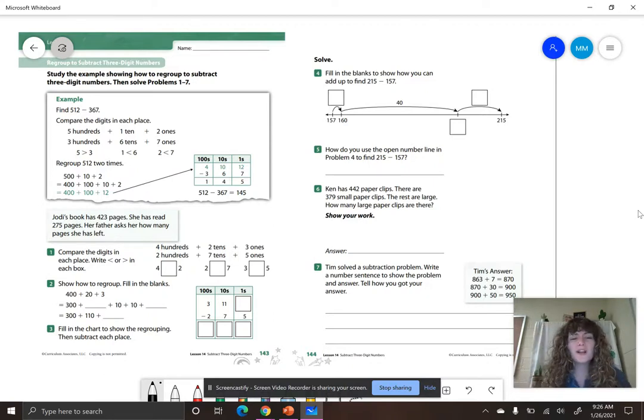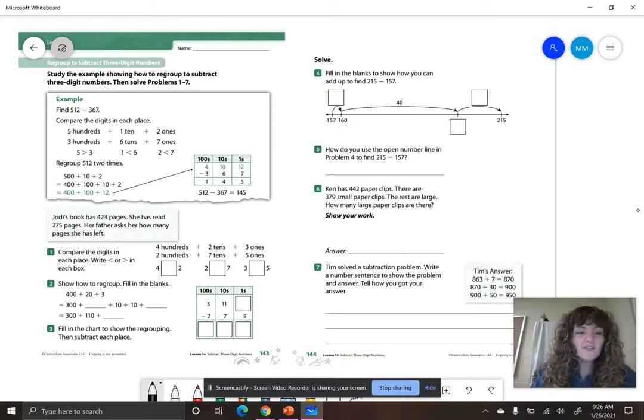All right, so we're going to go ahead and hop right into number 1. We're on page 143, and we are going to look at this word problem. It says Jody's book has 423 pages. She has read 275 pages. Her father asks her how many pages she has left. All right, let's read that again. Circle important numbers and underline keywords.